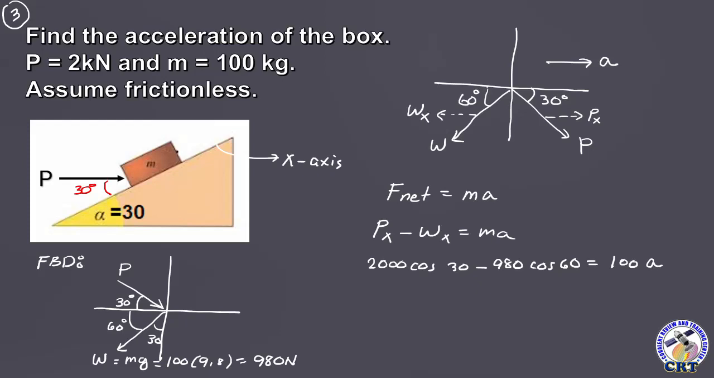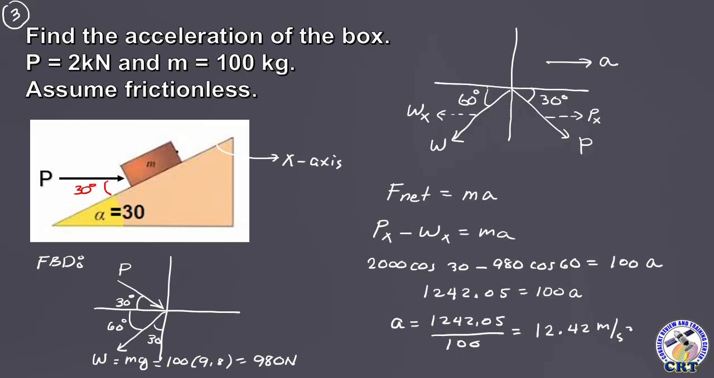Solving for the left side, 2000 cosine 30 minus 980 cosine 60. So this will give us 1242.05 equals 100A. So divide both sides by 100 to solve for A. Therefore, we have 12.42 meters per second squared.